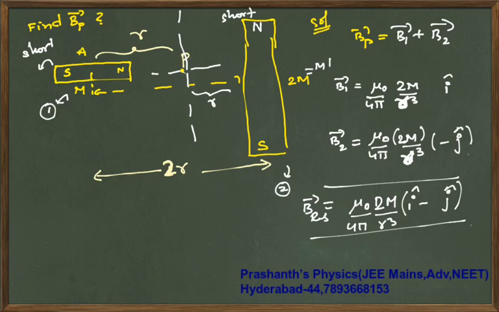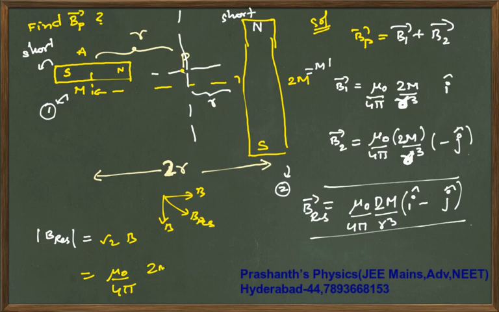So your magnitude is under root x component square plus y component square. So your B resultant is, basically you have two vectors. One vector is downwards like this, other vector is towards right. Resultant will be in between. Both are having the same magnitude, B. So your answer is root 2 times B. So that is mu naught by 4 pi into 2m by r cube times root 2.